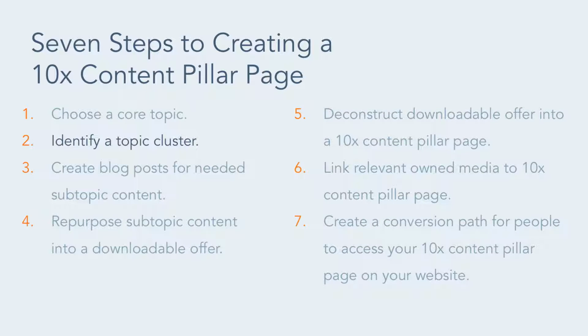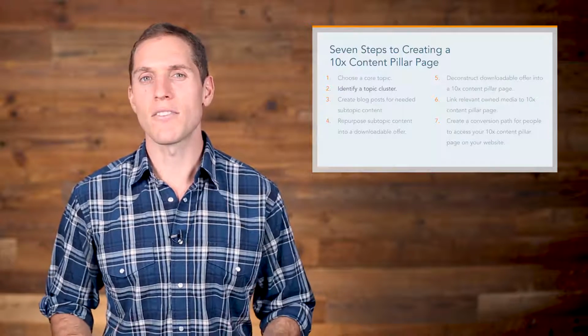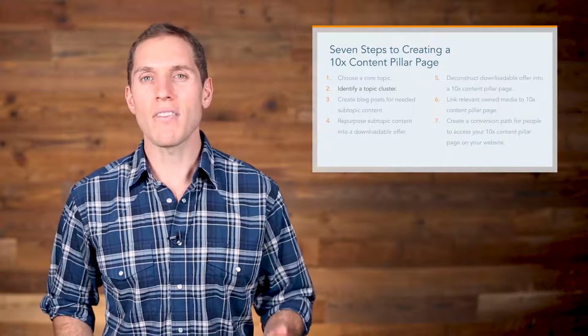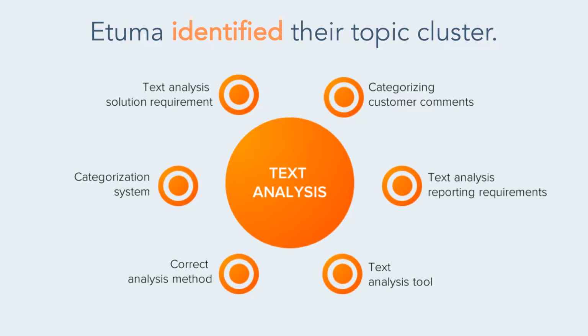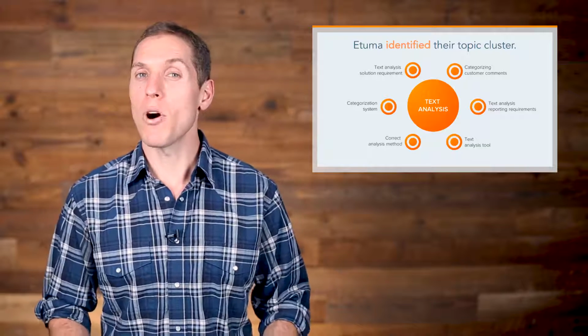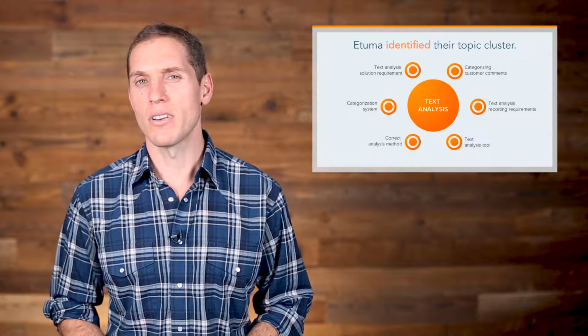Second, Atuma identified their topic cluster. You may already have content created in support of your core topic. Instead of reinventing the wheel, identify current owned media that's relevant to your core topic. In this case, Atuma already had 4 pages of text analysis themed blog content and a series of YouTube videos. And while it may be great that you already have subtopic content created, don't sell your business short.